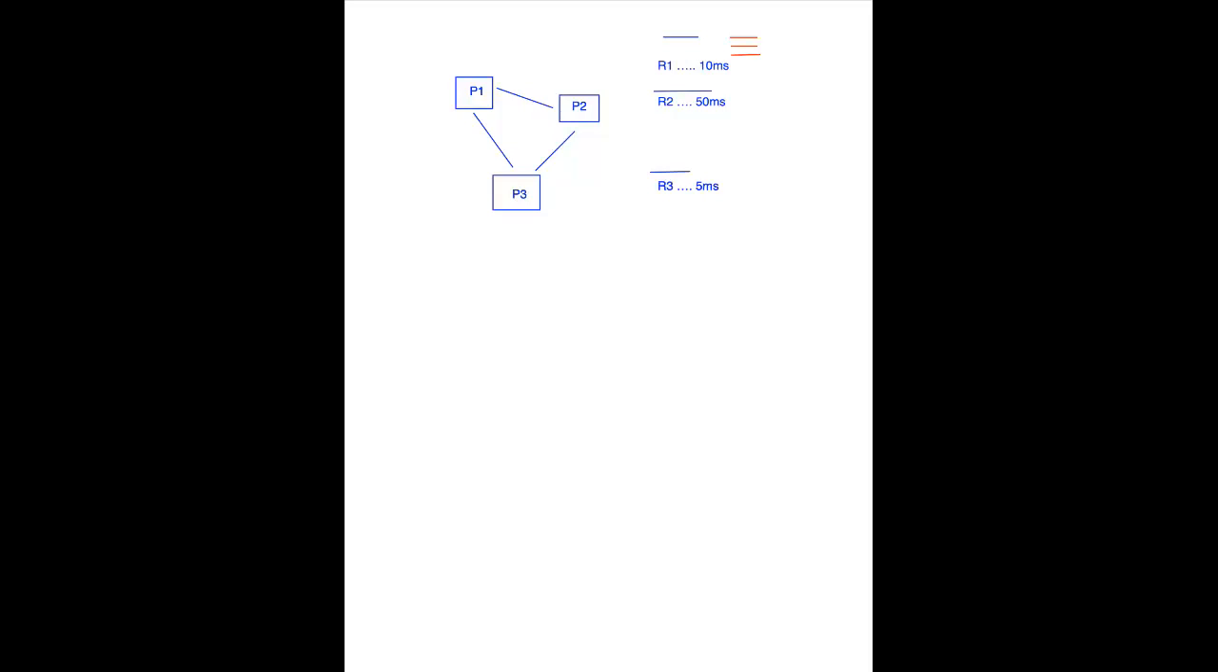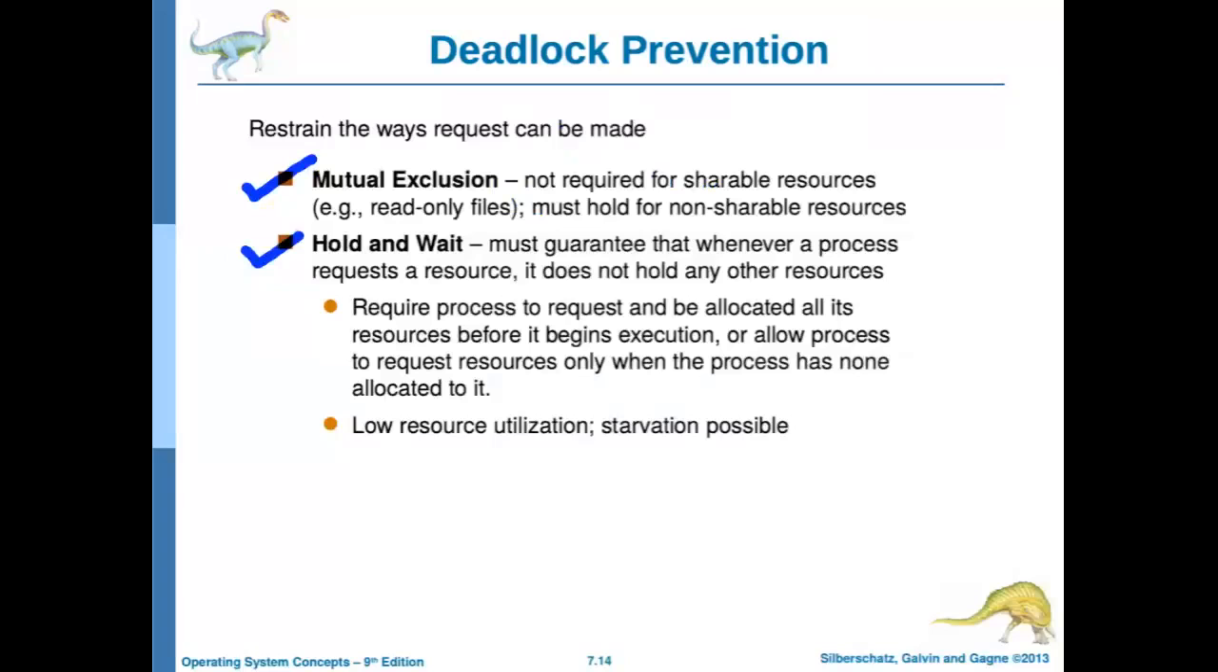Now the problem with this approach is that I am using R3 just for the last 5 milliseconds, but because I need to acquire that resource at the beginning, it will be unutilized for, say, the first 10 and then the next 50, a total of 60 milliseconds. So for the first 60 milliseconds, resource type 3, R3, is not at all utilized. And that is the reason the thing I mentioned here is low resource utilization. That is the problem.